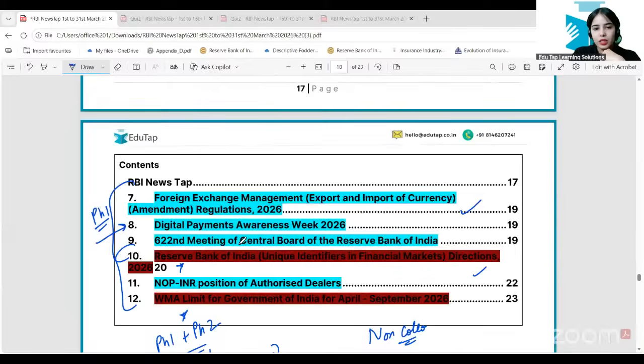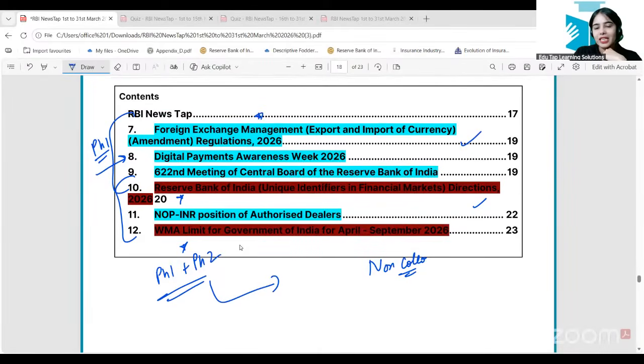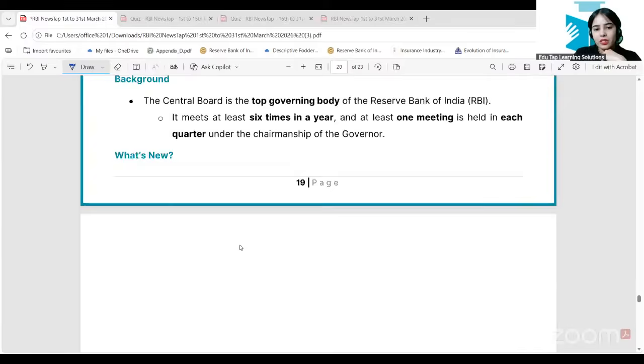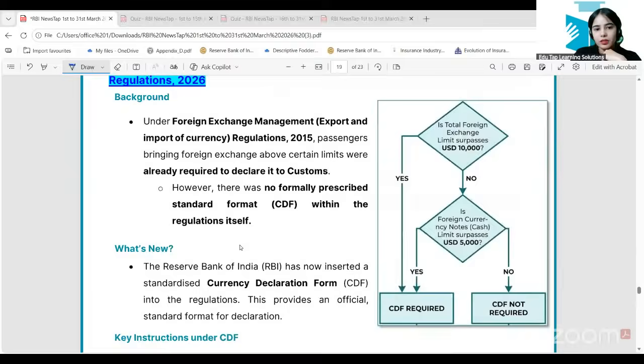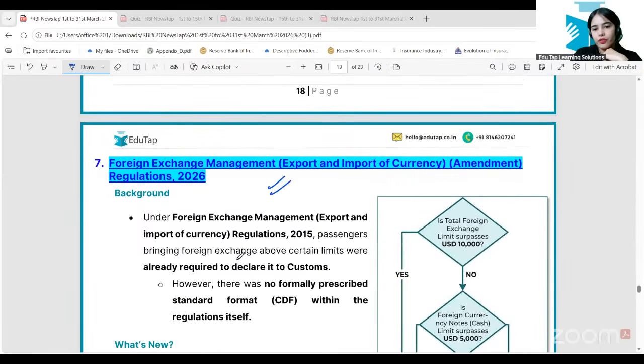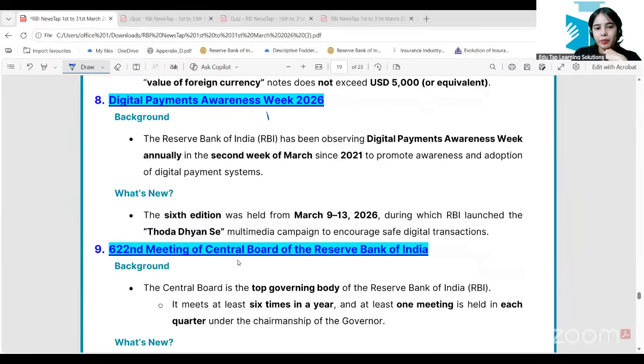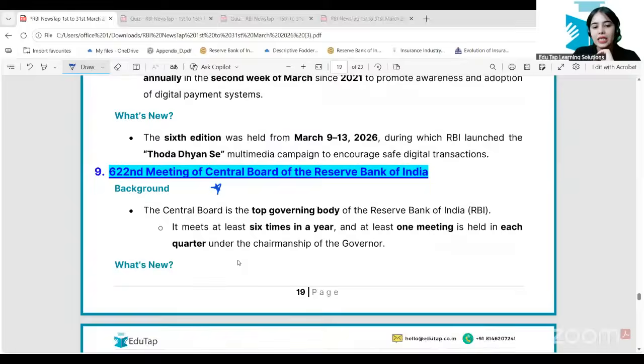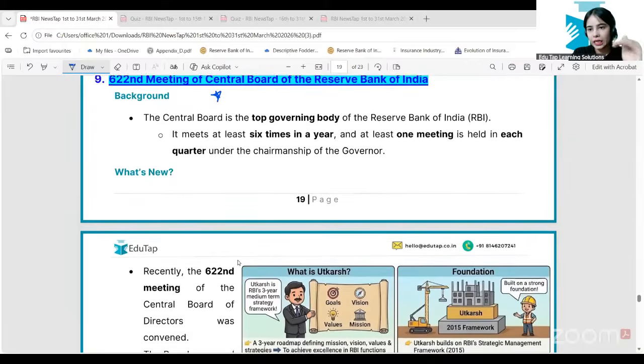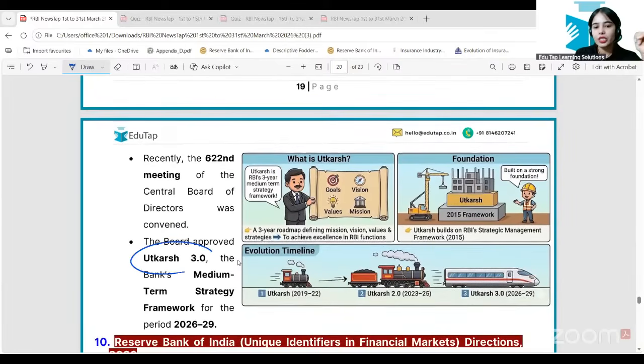Next part was foreign exchange management, export and import. This we have discussed. Again, the export and import of currency regulations. Digital Payment Awareness Week, 622nd meeting of Central Board has happened. Not important. This was added in the document because Utkarsh 3.0 was approved by the board. Now, Utkarsh 3.0 is a separate document that we are going to discuss in a session, so here it is not important.